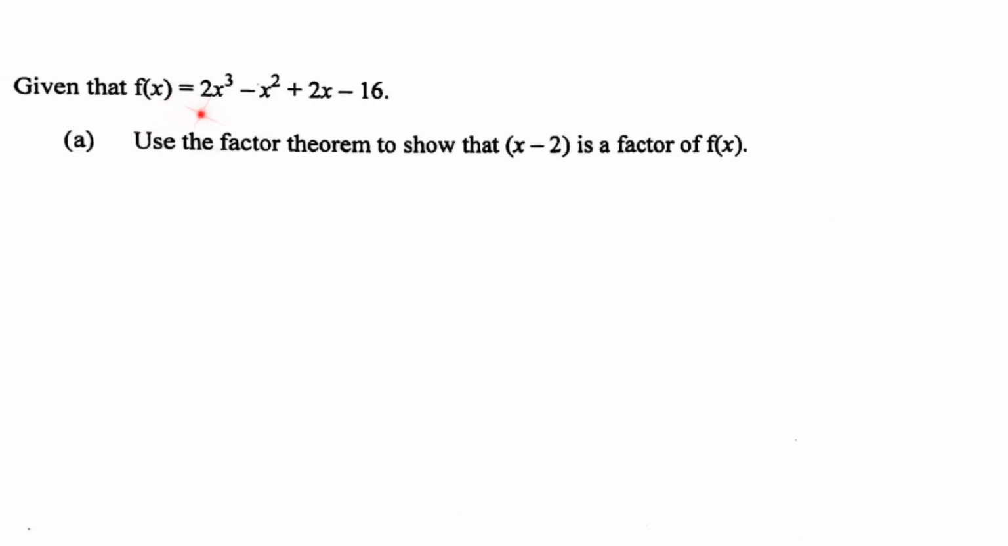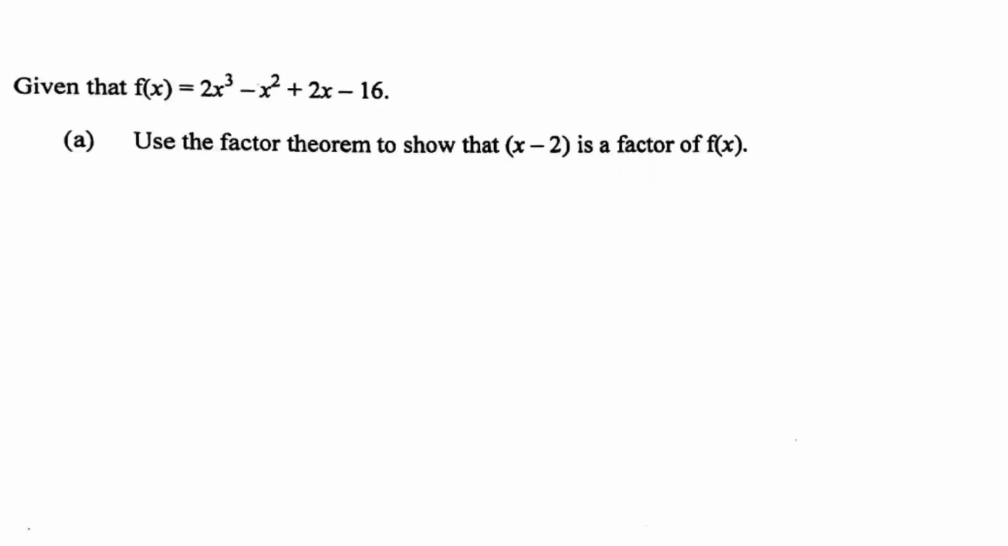Given that f of x is equal to 2x cubed minus x squared plus 2x minus 16, use the factor theorem to show that x minus 2 is a factor of f of x. Whenever we have been informed that something is a factor, it means that when you substitute that number in the equation, you will get 0. Whenever they say it is divisible, then too you will get 0.